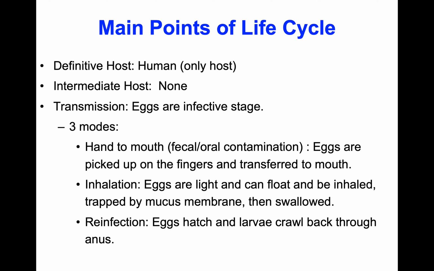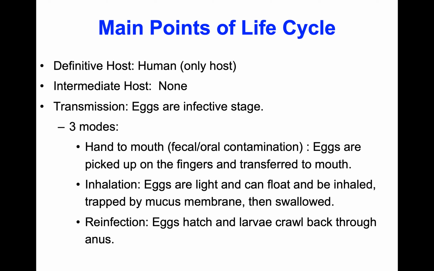Some main key points. Human beings are the only host, the definitive host, and there's no intermediate host involved. There are three modes of transmission for the egg infection stage. First is hand to mouth, so you can say it's a fecal-oral contamination. This is easy to understand. Next, there's inhalation. Eggs are light and can float and then be inhaled, trapped by mucous membrane, then swallowed. Then retroinfection, where eggs hatch and larvae crawl back through the anus.